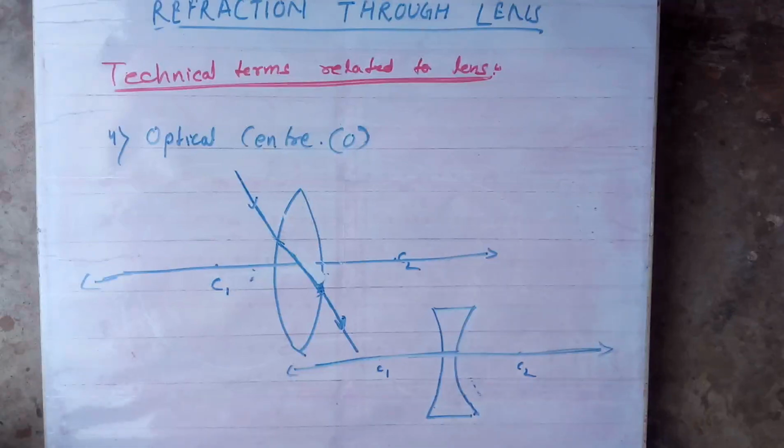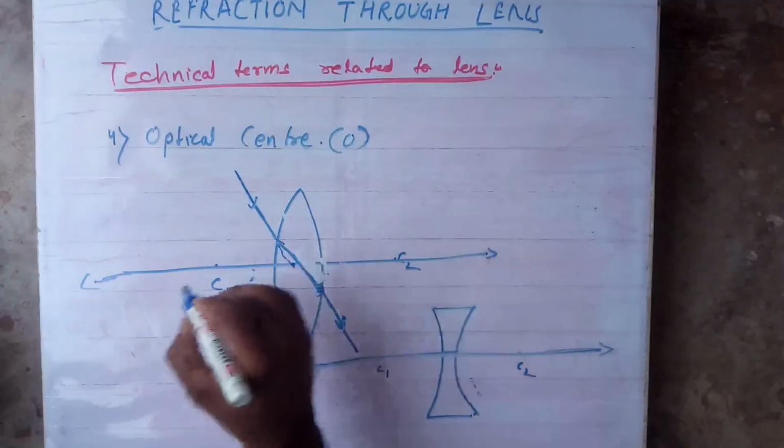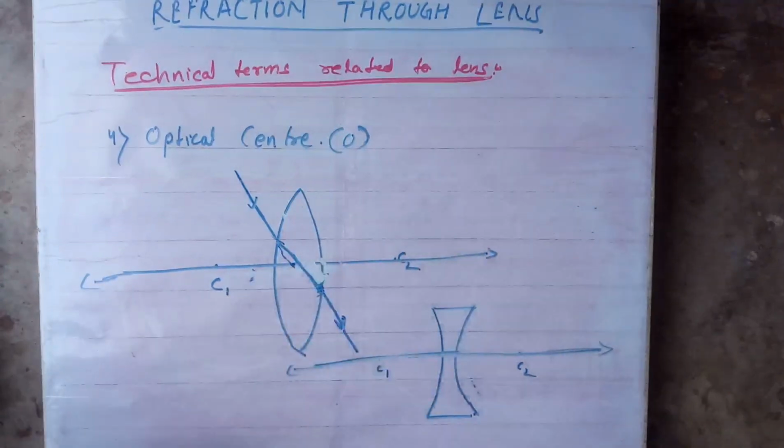Definitely, optical center is the point on the principal axis of the lens such that when a light ray passes through it, in this direction, it goes without any deviation. See, actually this is not the optical center; this ray is supposed to go in this direction, this is the optical center. Clear? Listen.